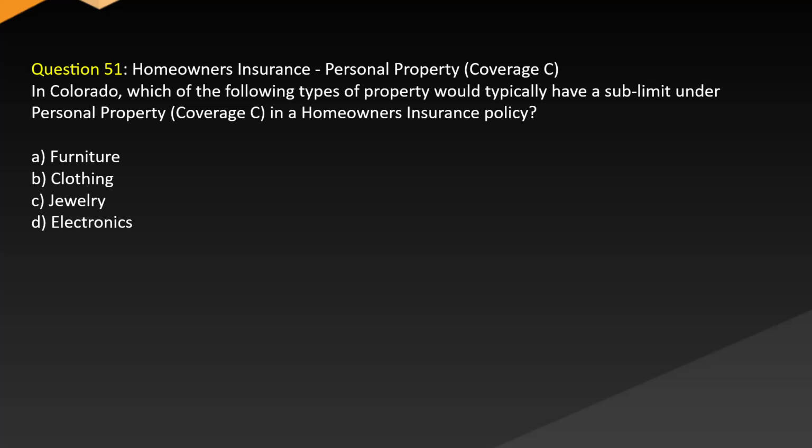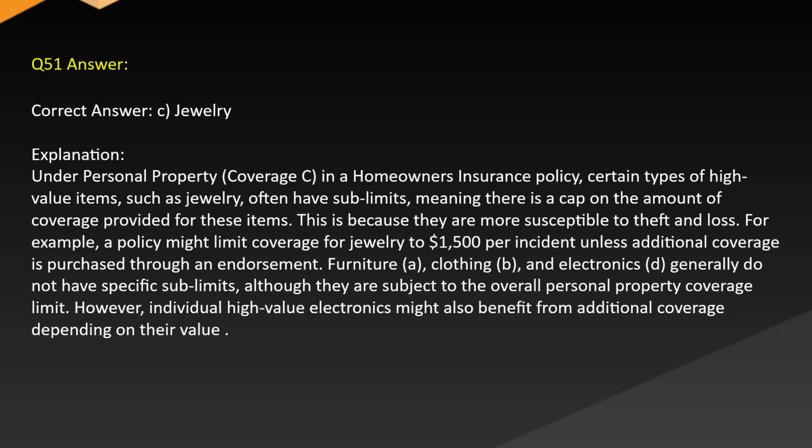Question 51. Homeowners insurance. Personal property coverage C. In Colorado, which of the following types of property would typically have a sublimit under personal property coverage C in a homeowner's insurance policy? A. Furniture. B. Clothing. C. Jewelry. D. Electronics.